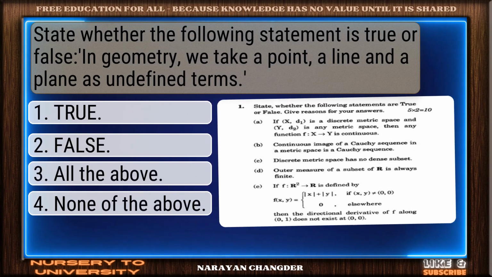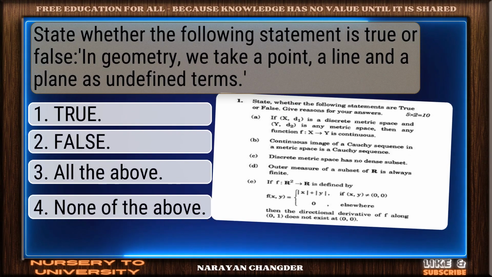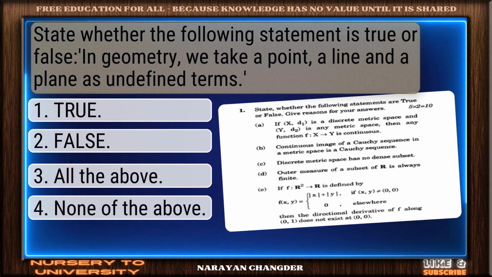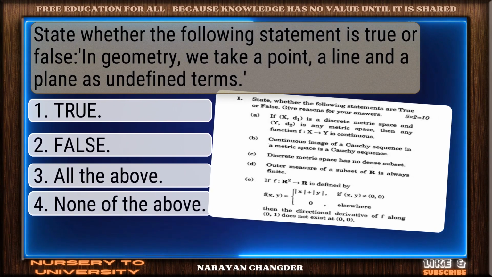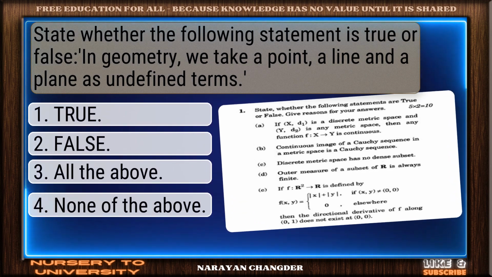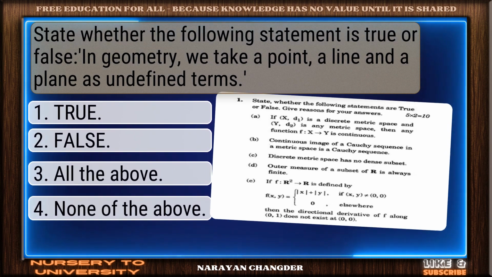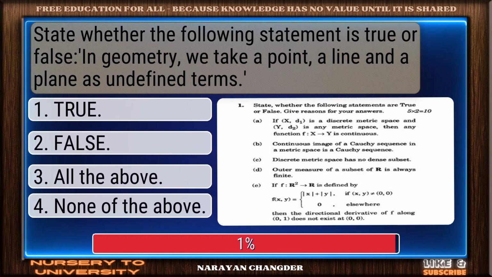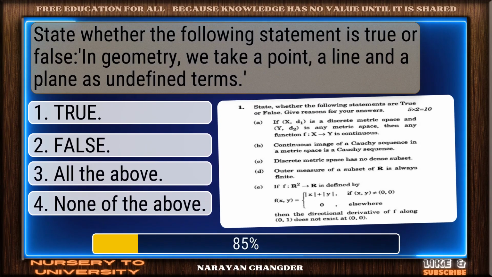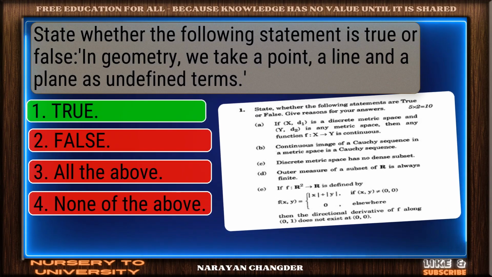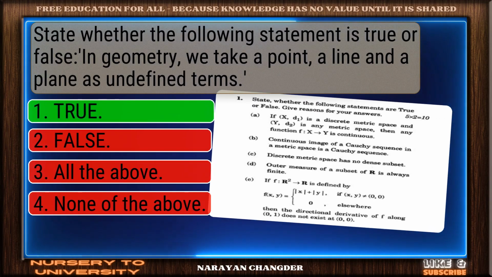Question number 4. State whether the following statement is true or false. In geometry, we take a point, a line, and a plane as undefined terms. Nice selection. True is the correct and valid answer.